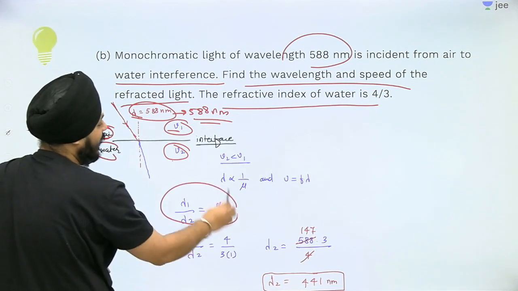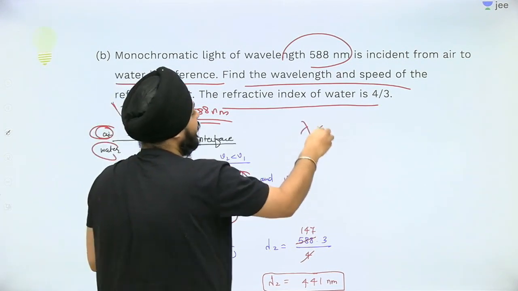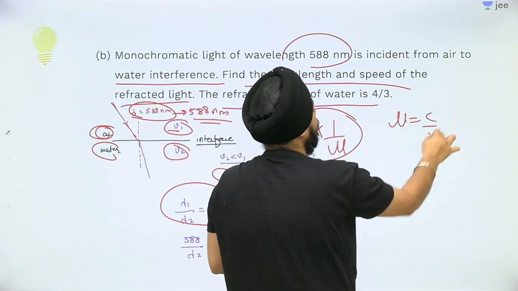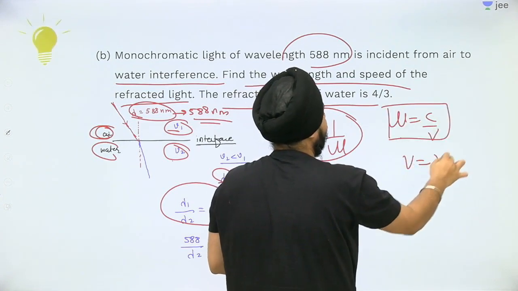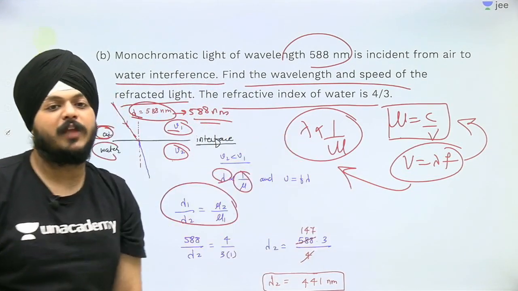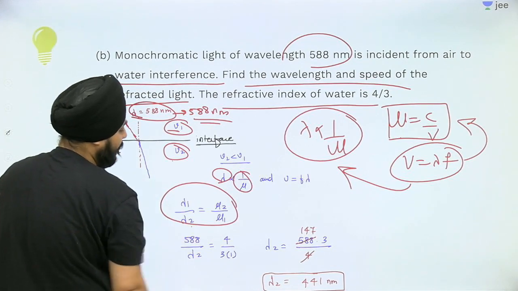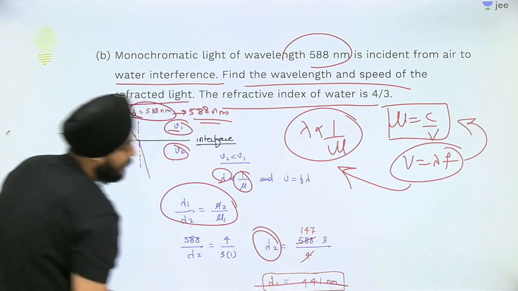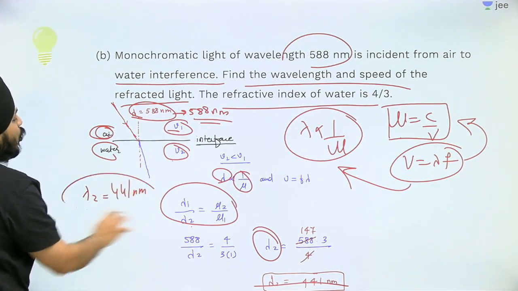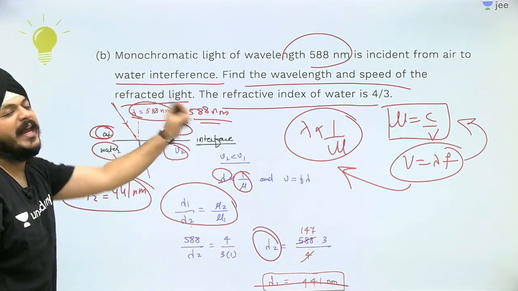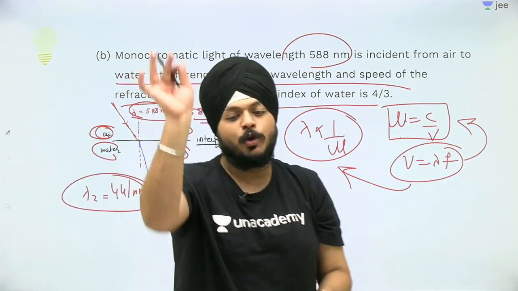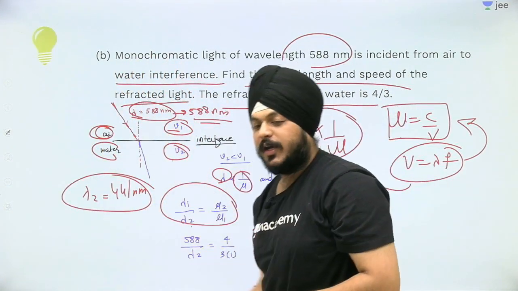So we have the direct relation between the wavelength and the refractive index. If I am talking about mu, can I consider mu as equal to C by V, and replace V with lambda F? Replacing this, I get this relation. Comparing lambda 1 and lambda 2, I get lambda 2 as 441 nanometer. The wavelength of the light in air was 588 nanometer, and in water it is 441 nanometer.